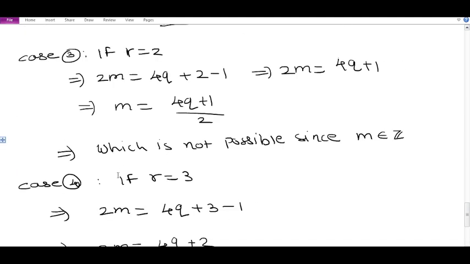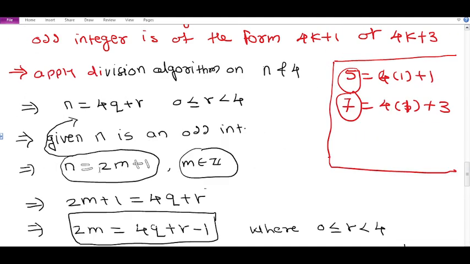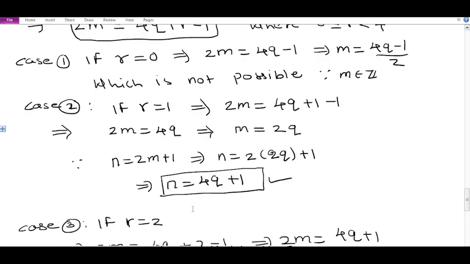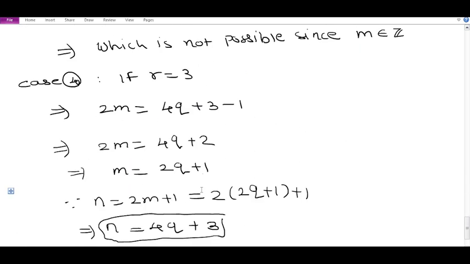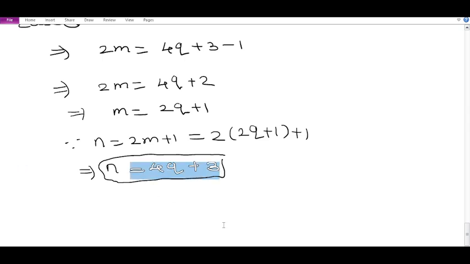So every integer can be written either as 4q plus 1 or 4q plus 3 if it is an odd integer. What is n? n is an odd integer. We assume n is an odd integer. So every odd integer can be written as 4q plus 1 or 4q plus 3.